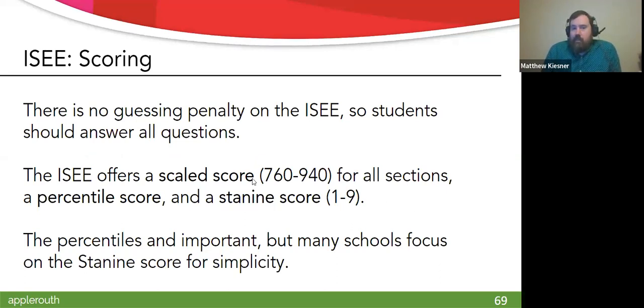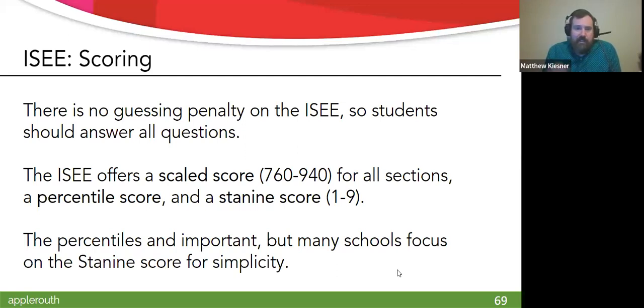There's a scaled score. It is this weird 760 to 940 for all sections. I don't know where that comes from. There is a percentile score and there's a stanine score. Percentiles are reported, but a lot of schools are just going to use the stanine, because the stanine is essentially a simplified percentile.